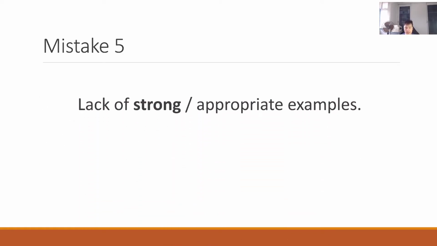Mistake number 5, right? Lack of strong or appropriate examples. I find this to be a very common mistake among some of my students. Every time I teach them discursive or argumentative, I think it stems from a lack of reading and lack of awareness of what is happening around you. So whenever they try to come up with examples to support their arguments or support their points, they struggle to do it, or they come up with very weak examples, or they have no examples at all, zero examples. And this is not good, especially for discursive and argumentative essays. You want very strong examples or evidence to support the arguments that you make, right?